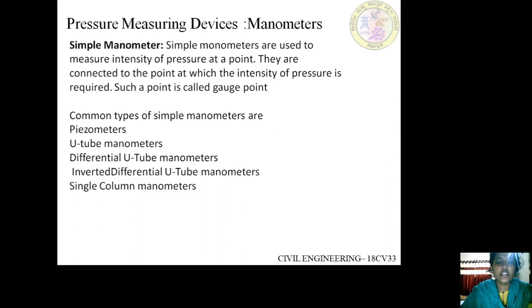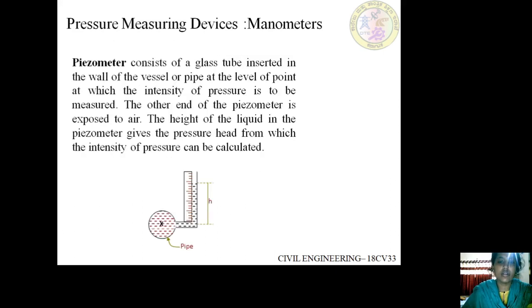So, pressure measuring devices, in that manometers are the devices used to measure the pressure at a point. The different types of manometers are piezometers, U-tube manometers, differential U-tube manometers, inverted differential U-tube manometers, and single column manometers.